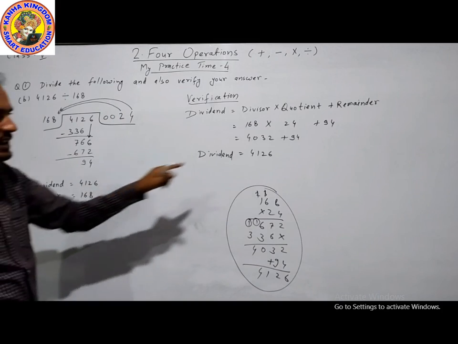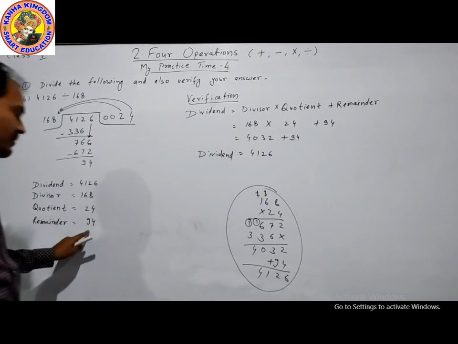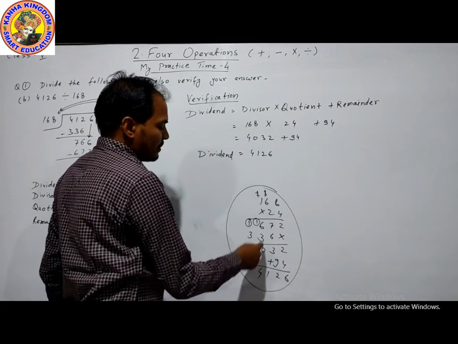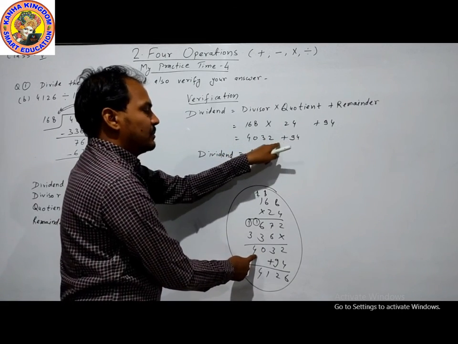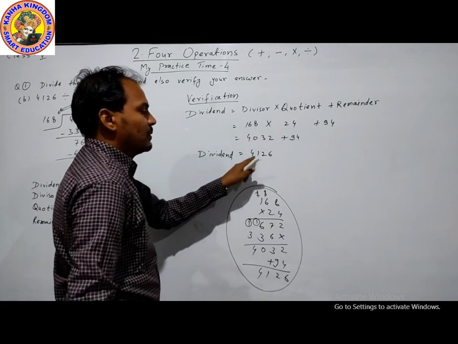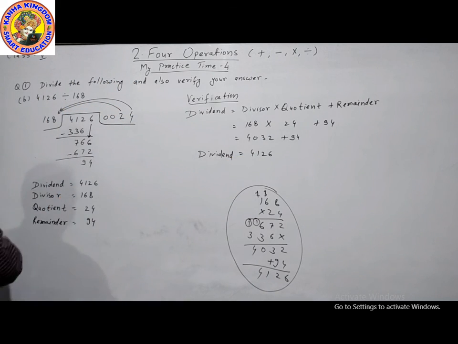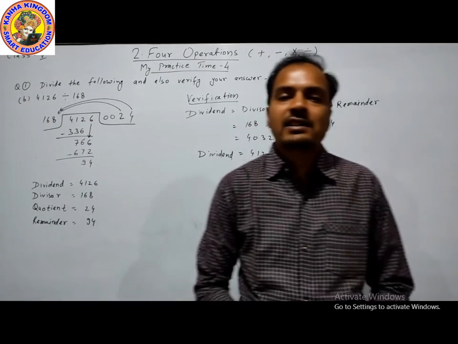Divisor is 168, quotient 24, remainder 94. First of all we will multiply these numbers. After multiplication we get 4032. Now plus 94 we get 4126. Dividend is equal to 4126. The dividends are the same, so our division is correct.